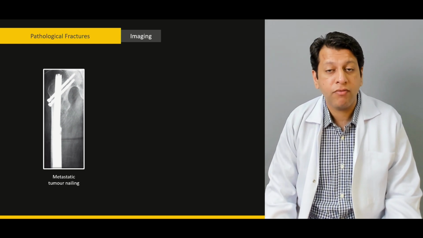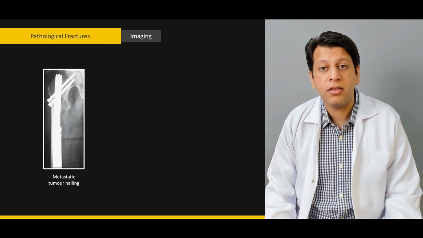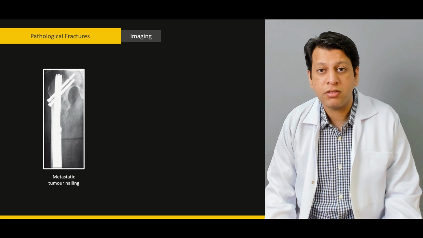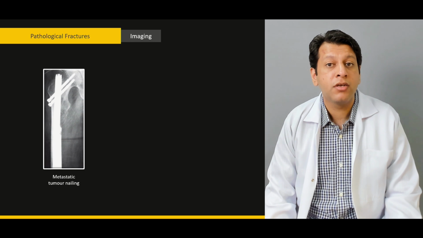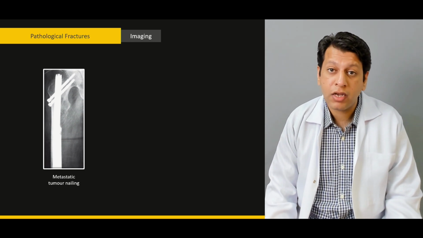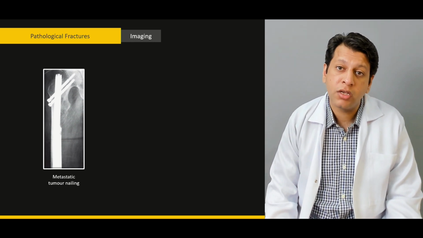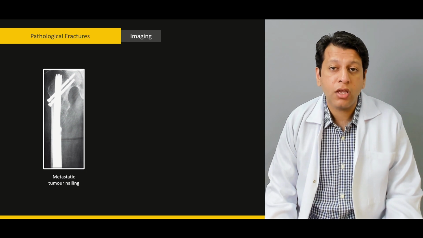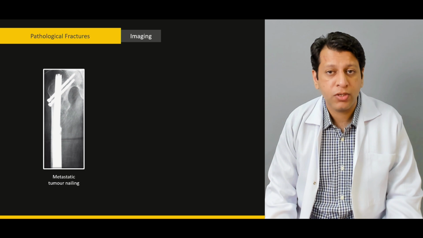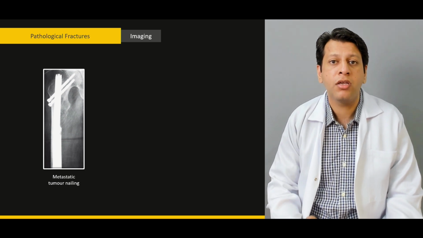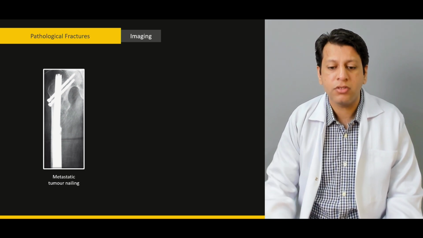For example, if a female with a history of CA breast comes to you and there is a pathological fracture of the distal shaft of the femur or even the subtroch region of the femur, then you not only need to fix the fracture, you need to take the biopsy as well. But if there is a diagnosed case of CA breast with metastasis, then probably the best way is to just fix the fracture, because most likely the biopsy will come out to be CA breast.